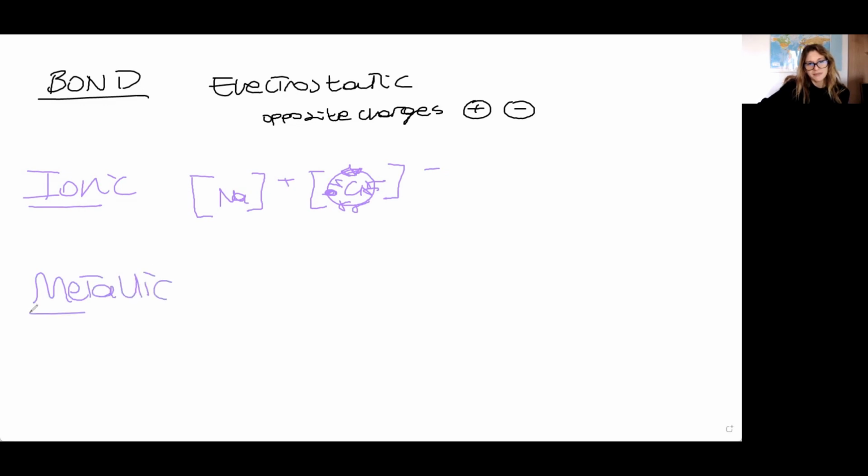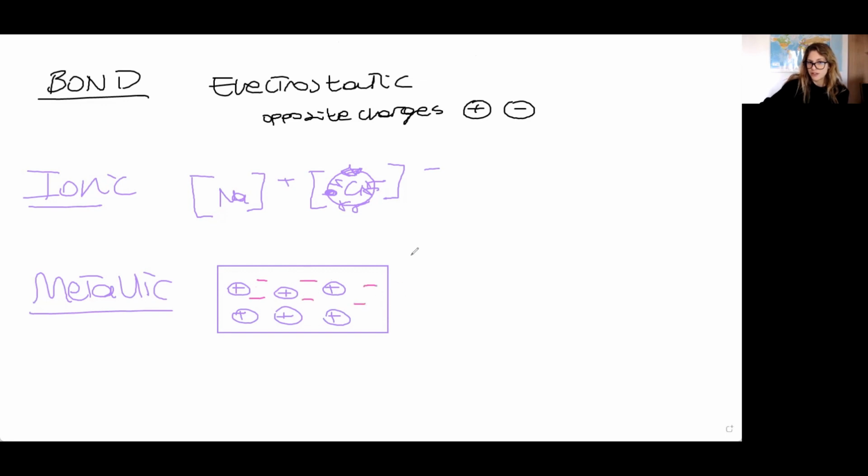Metallic. If we want to represent the structure, we normally write it like this. It's useful to use our visual memory as well to remember it. We have this regular arrangement of the positive metal ions with delocalized electrons through the whole structure. So guess what it is? Delocalized electrons and the metal ion, which means that it is again an electrostatic attraction, but what is the positive and negative component?